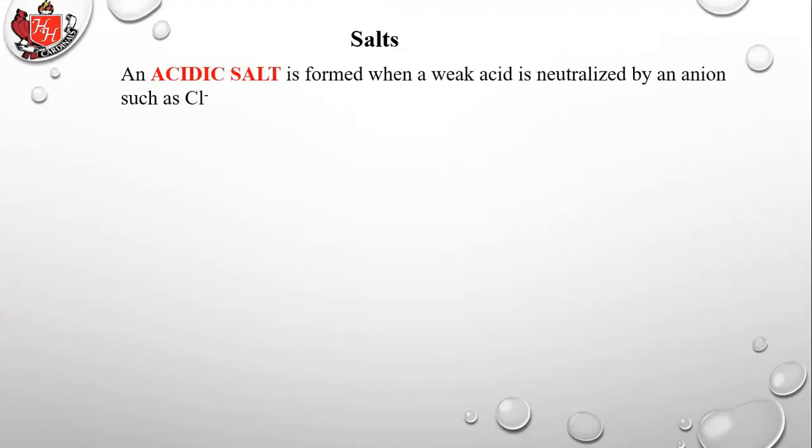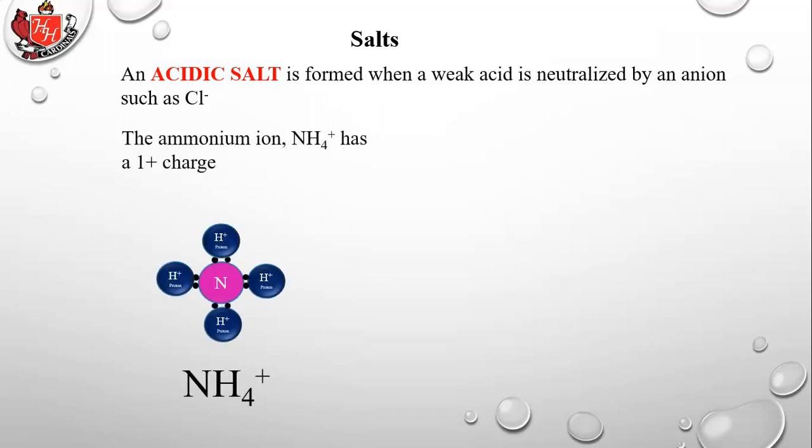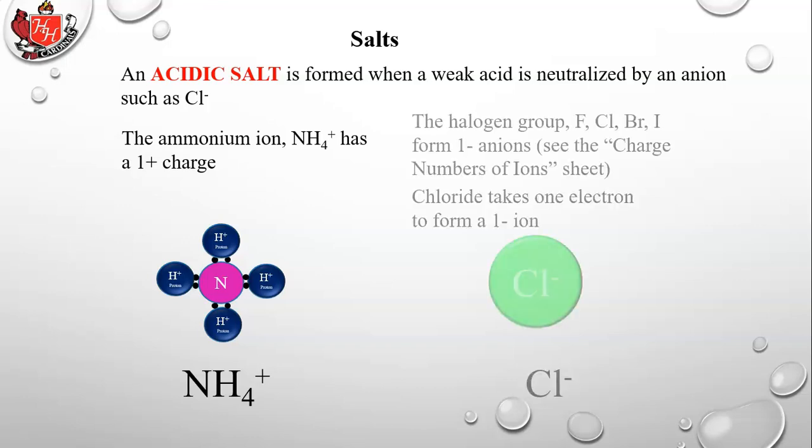Okay. An acidic salt is formed when a weak acid is neutralized by an anion, such as a chloride ion, Cl-. Again, we'll go to your charge number by ion sheet, and you'll see that Cl- is a 1- charge. So the ammonium ion, NH4+, has a 1+ charge. Now, a chloride ion could be anything from the halogen group, which will produce 1- charges. That could be a fluoride ion, a chloride, a bromide, an iodide ion. They all form 1- charges. So the chloride takes 1 electron to form a 1- charge.